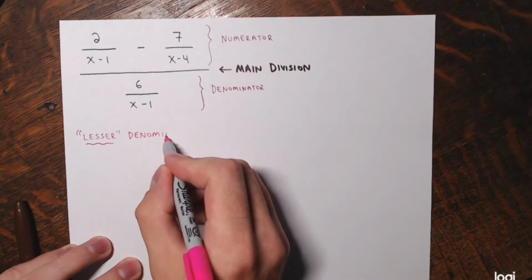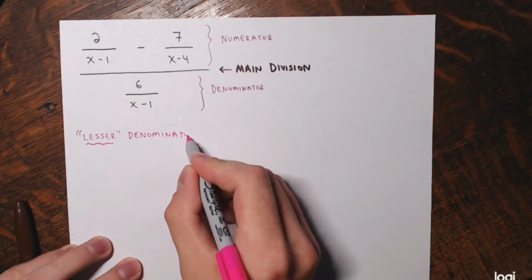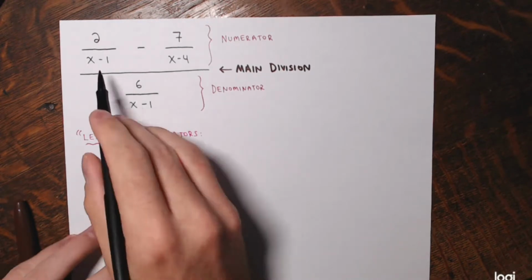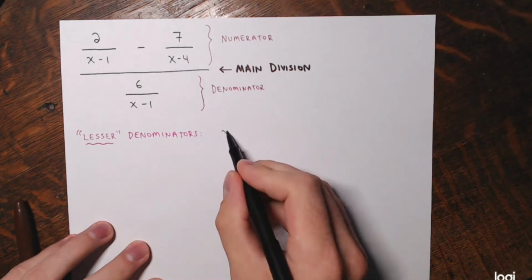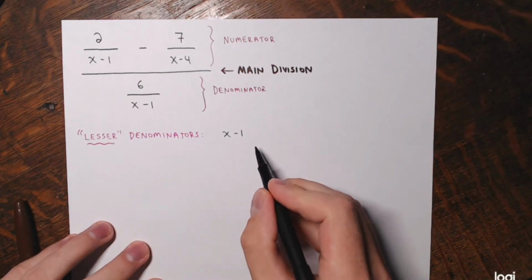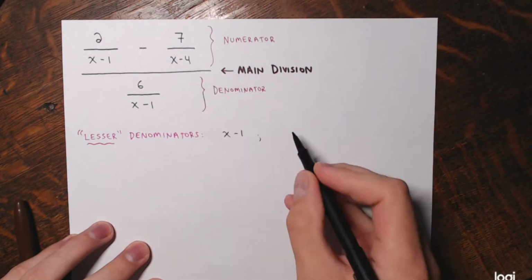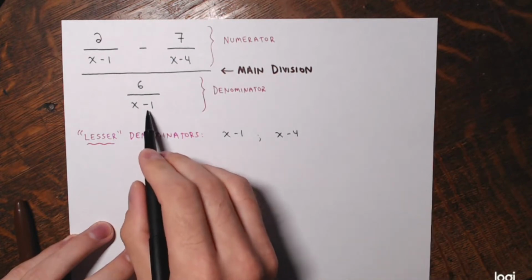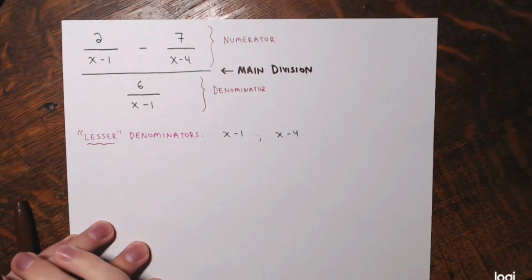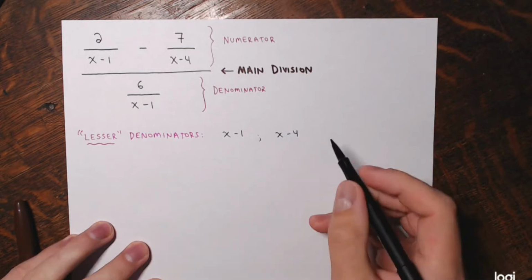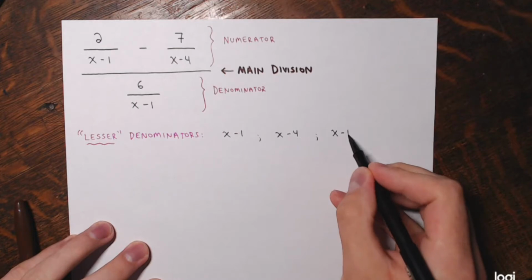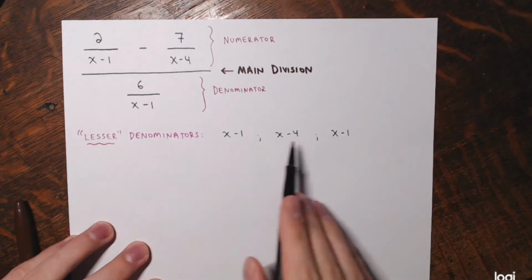Right, so you have these lesser denominators. Now, again, the lesser denominators here would be x minus 1 and x minus 4 and x minus 1 again. All right, but no need to write that out. Right. I guess I will. There. Those three lesser denominators.